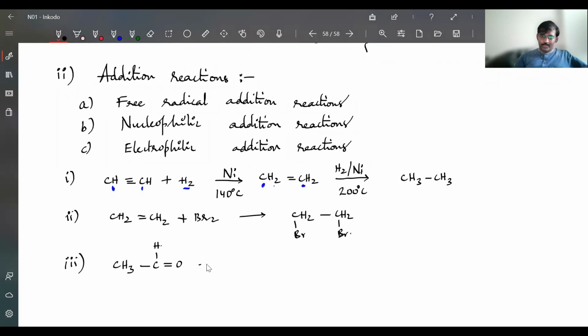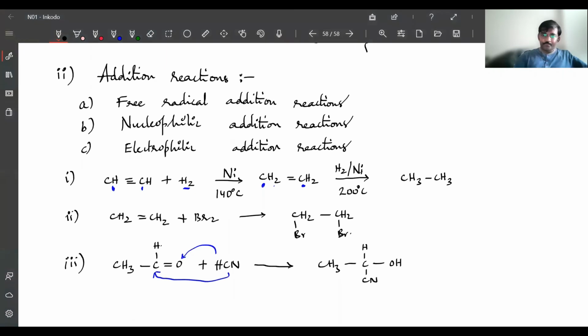Now, if I go with this addition, HCN is there, so I'm getting H plus and CN minus. So CN minus ion will attack. This CN minus ion will attach to this carbon, and H plus ion will attach to this oxygen. So finally I'll get a CH3, and here already hydrogen was there, and now this OH will come here, and here cyanide will be attached to it. This compound will come finally.